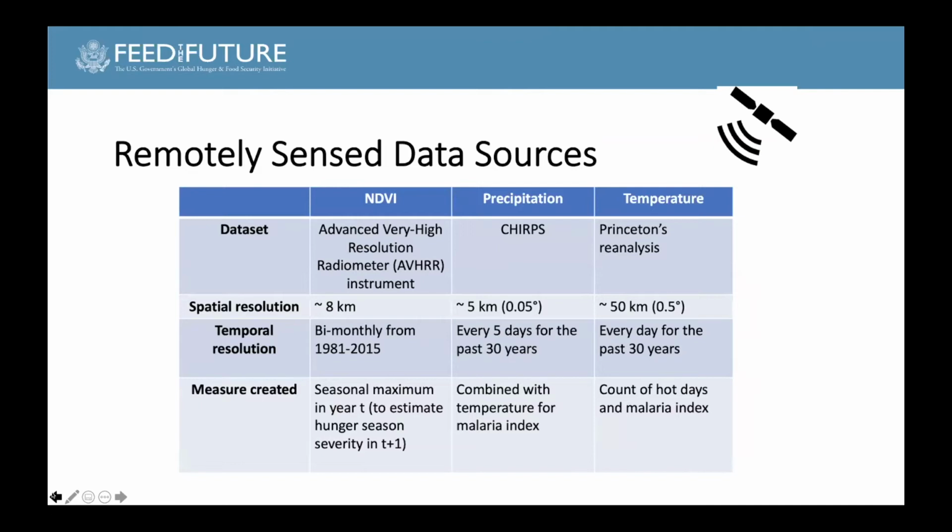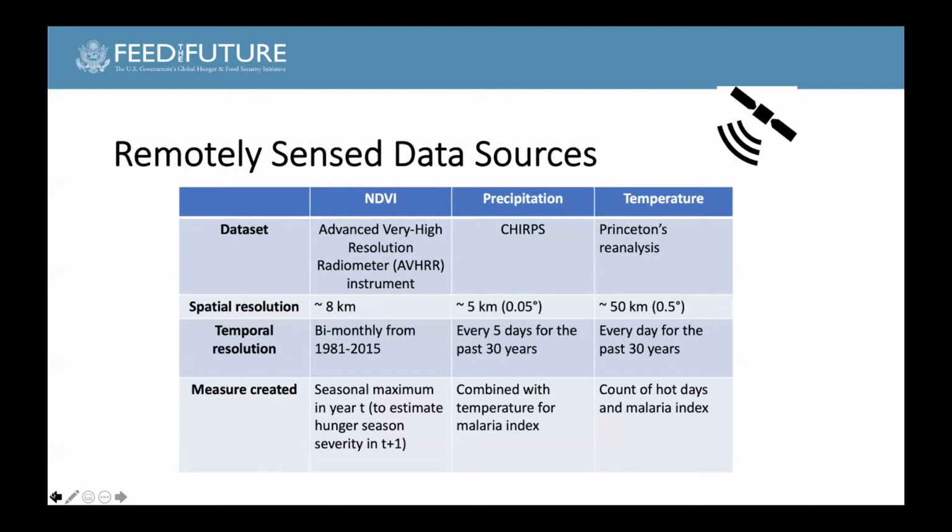So NDVI works quite well in places like Mali, which are flat and fairly dry, and dependent primarily on rainfall for agriculture rather than irrigation. So where it's green, we can assume that that's going to be more food production. So that makes sense in this setting, but it might show up a little bit in a different way in a setting like Ethiopia, or in a place like Guatemala, where the patterns of vegetation and the topography and that sort of thing are quite different. So you have to think through that a bit. And then we used rainfall from CHIRPS and temperature from Princeton's reanalysis.